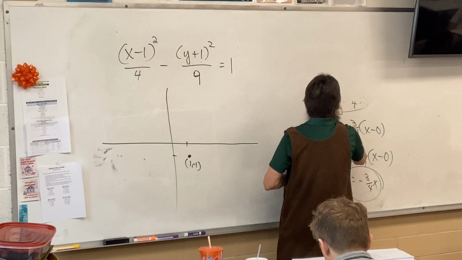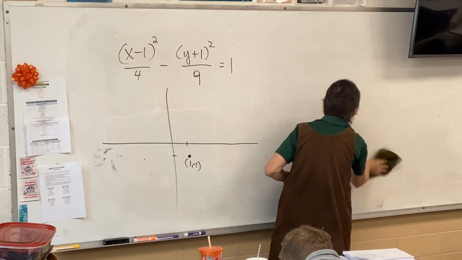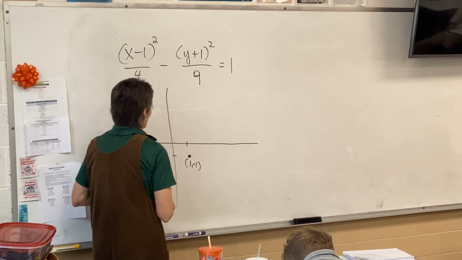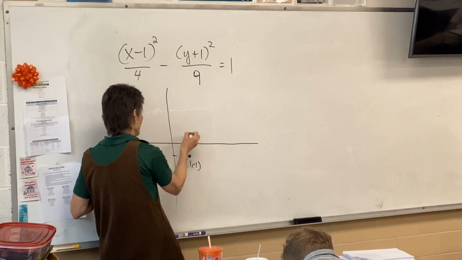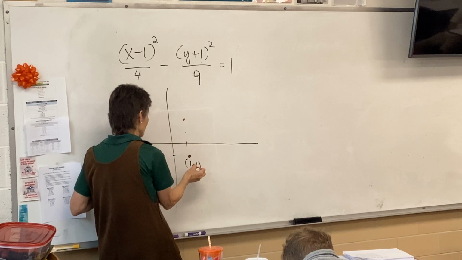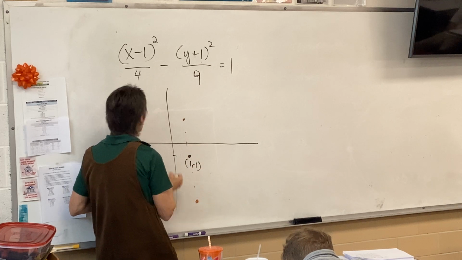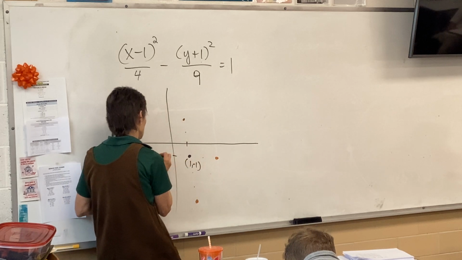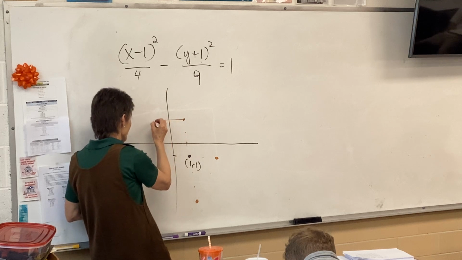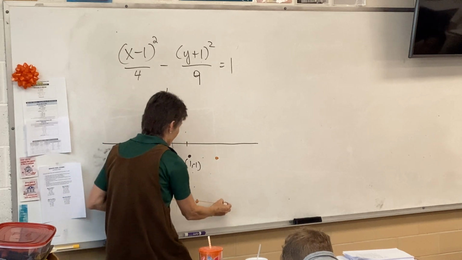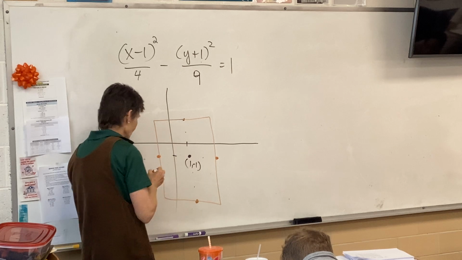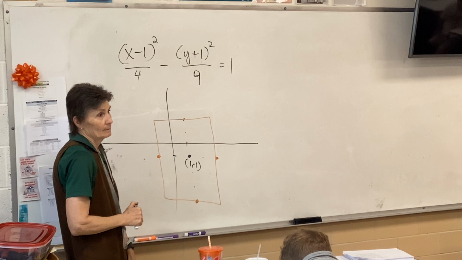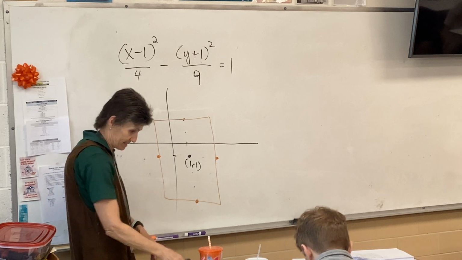Now let's build our box. All right, so how do we build our box? We're going to count up 3, so 1, 2, 3. Down 3, 1, 2, 3. And sideways 2. So 1, 2. 1, 2. And there's my box. Does anybody have a question about that? All right, what's the next step?